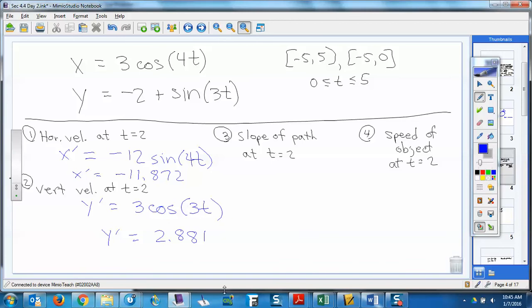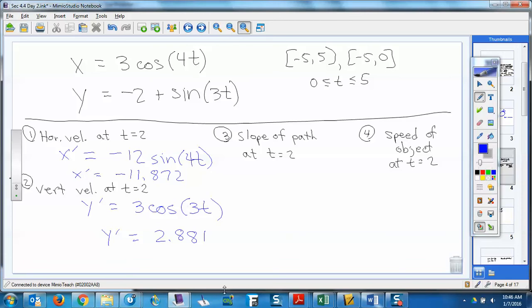Why is it going up? Because y prime is positive. Remember the chart. If y prime is positive, y is increasing. Well, what is y? Y is the vertical position. If the vertical position is increasing, it means it's going up. X prime is negative, means x is decreasing. X is the horizontal position. If the horizontal position is decreasing, it means it's going left. This particle is going up and left, is what that just told us.